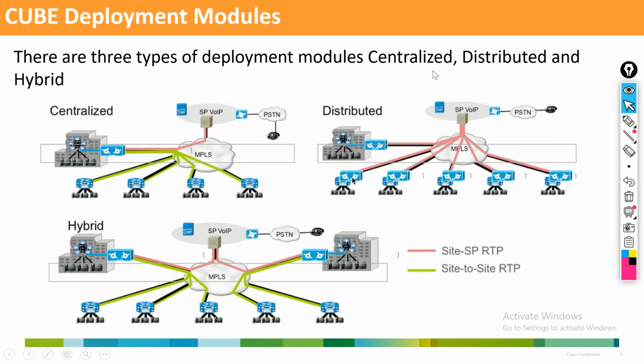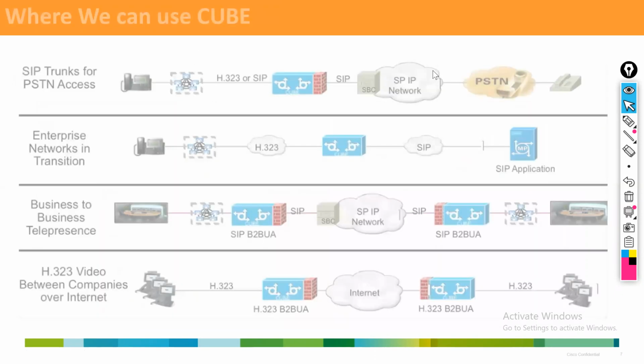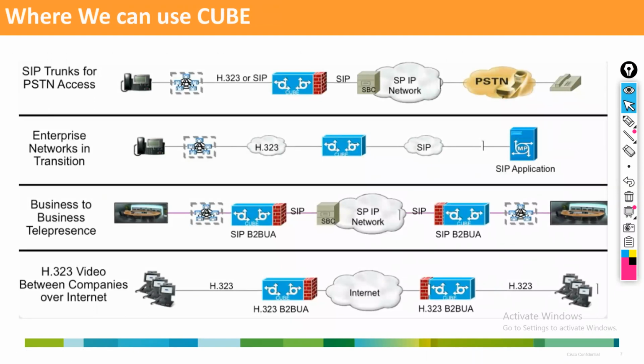There are three types of deployment that we have already discussed: centralized, distributed, and hybrid. Where exactly can we use the CUBE? Same thing: CUCM to gateway, gateway to provider. Anywhere between two clusters, but with a router in between. For example, we can use CUBE for a SIP trunk as PSTN access in the enterprise network, or for business to business telepresence with H.323 video calls. If you want to communicate, then we can also use CUBE for that.